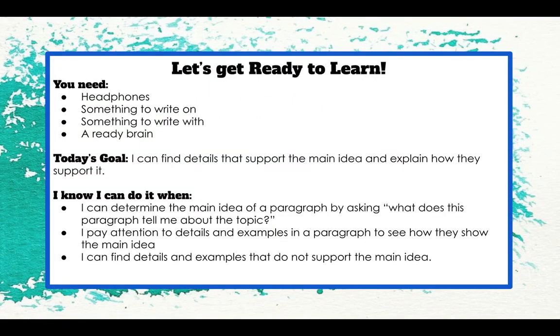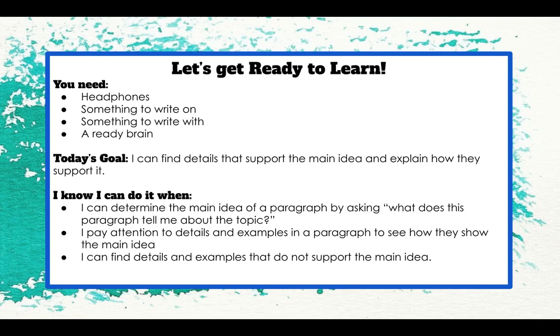All right, you're going to need to have headphones. You're going to need something to write on, something to write with, and a brain that's ready to go. Remember today, if you are having a hard time staying focused, you can pause the video, take a little break midway. You can stand up and move around in the middle of the video. That's one good thing about learning at home, is that you can make a plan to make it work for you, okay?